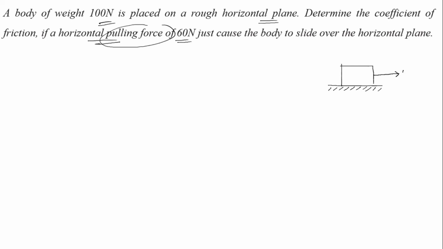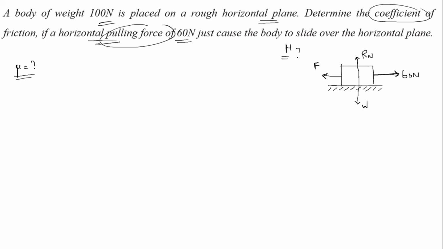This is the pulling force of 60 Newton, W is acting downward and the normal reaction Rn is acting upward. This is the direction of the pulling force, and the frictional force is acting in the opposite direction. This is the frictional force F. Now we need to find the coefficient of friction mu. They are asking what is the value of mu.